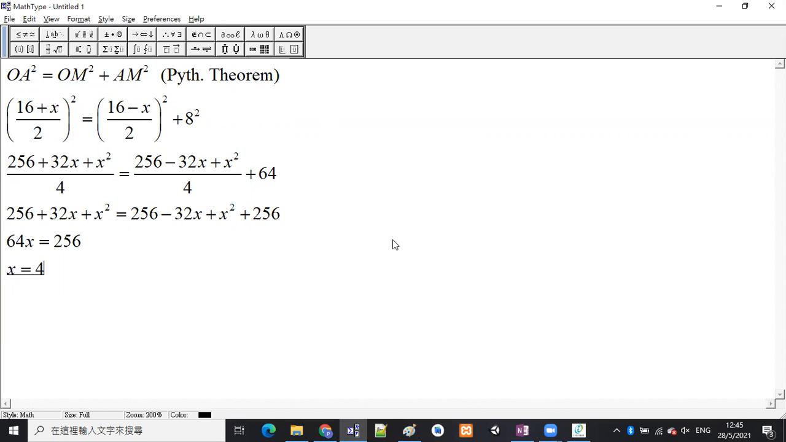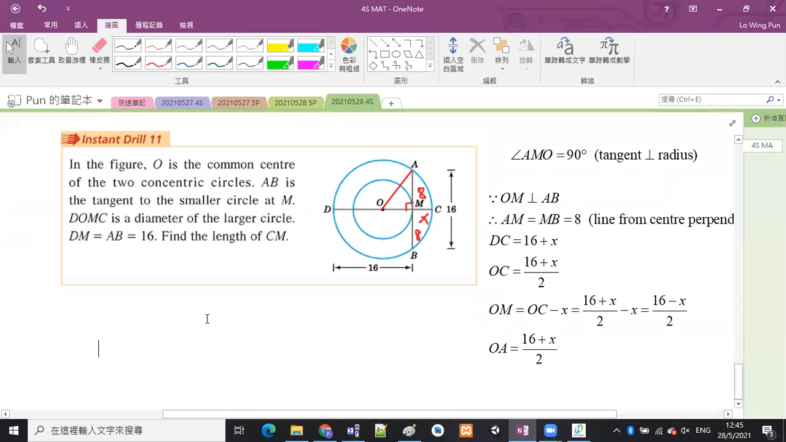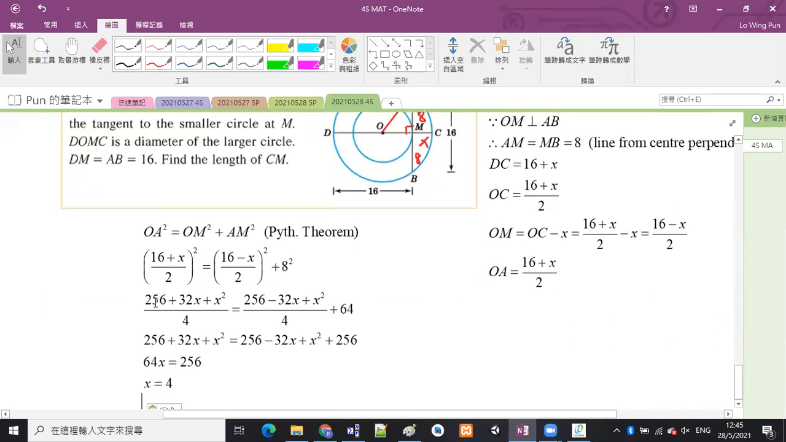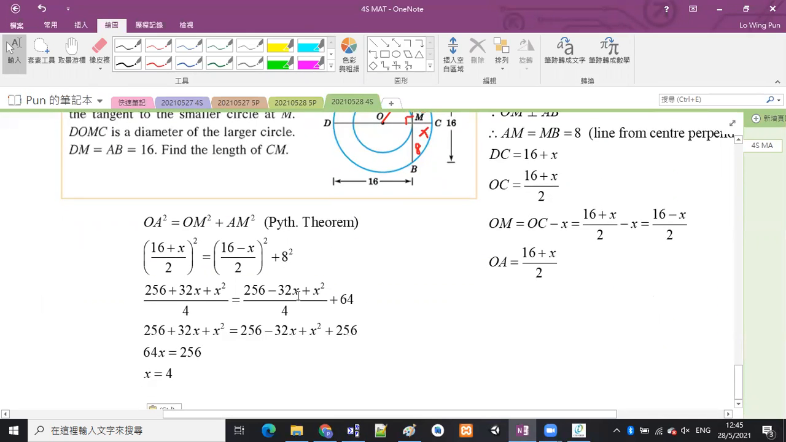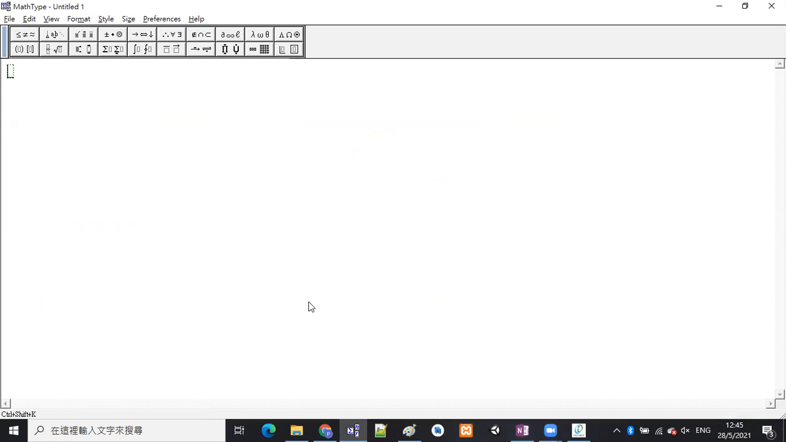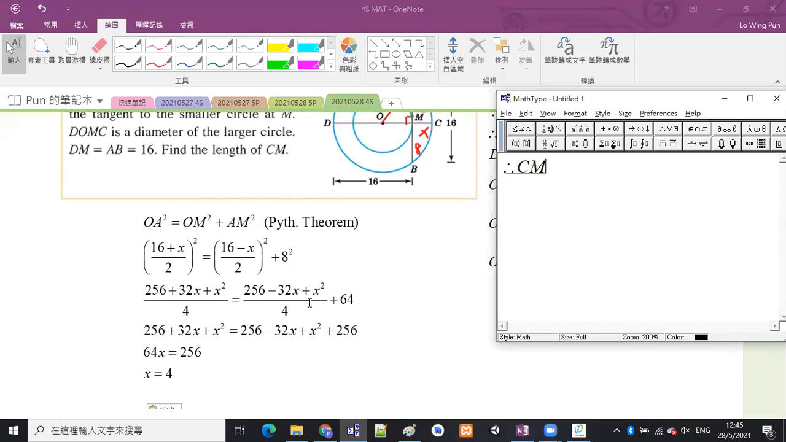Is that okay? So x is the length of CM. Therefore, CM is equal to 4.